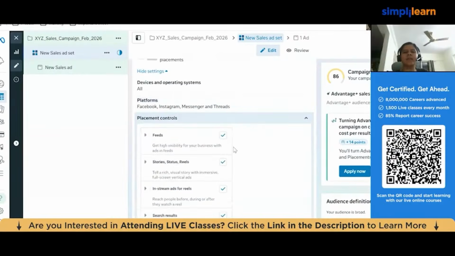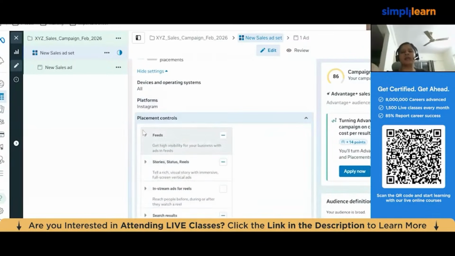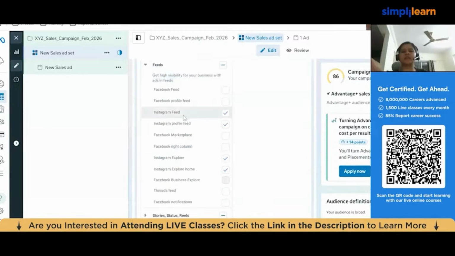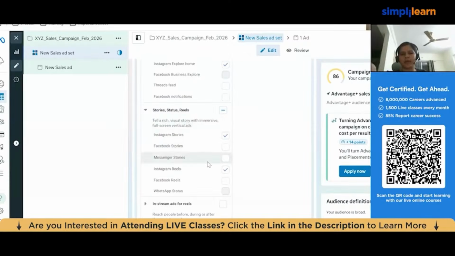Okay. Now here in placement, you can choose also, like now you have chosen platform. Let's say I just want to show the ad on Instagram. So in placement, you will choose where you want to show your ad on Instagram. Like what section of Instagram? Do you want to just show the ad on feed, or do you want to show the ad on stories and reels? Where exactly would you want to show your ad?